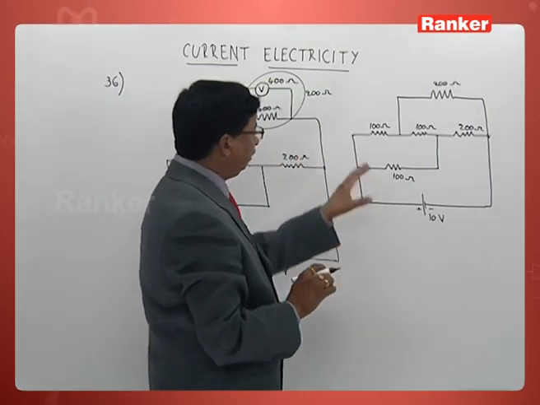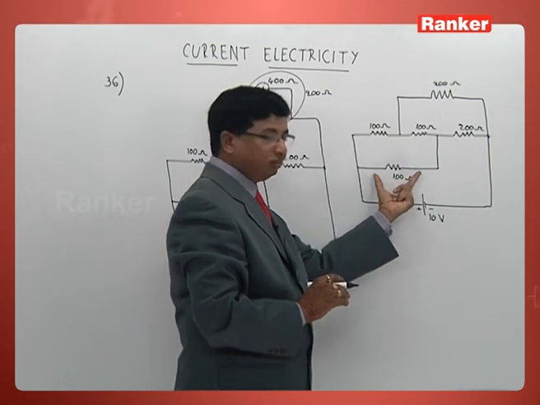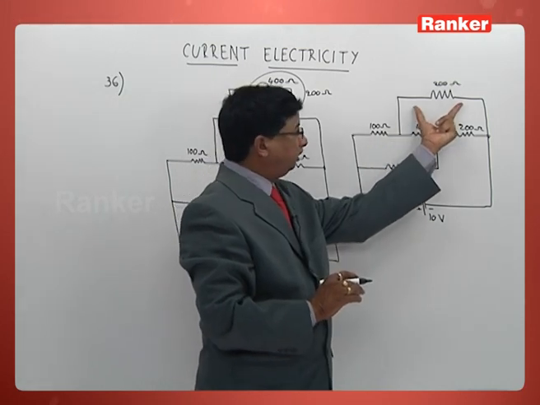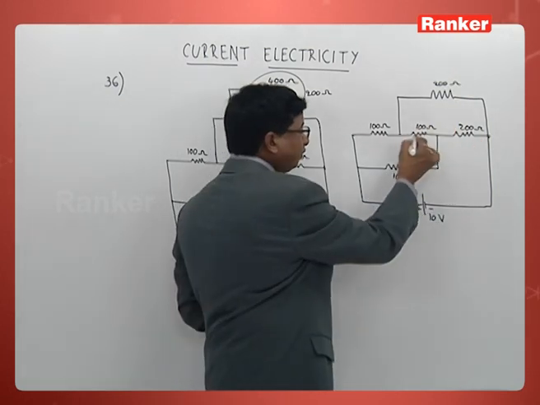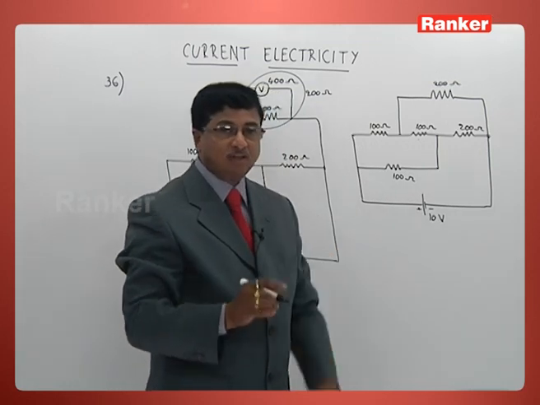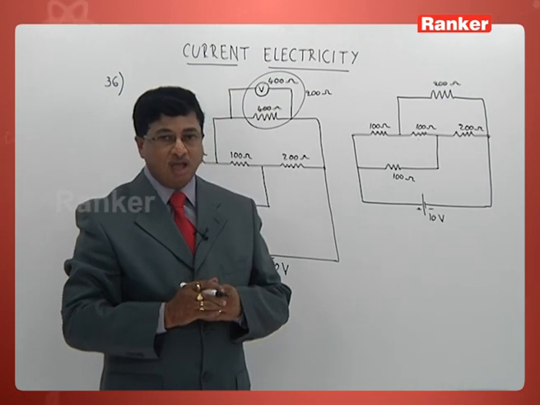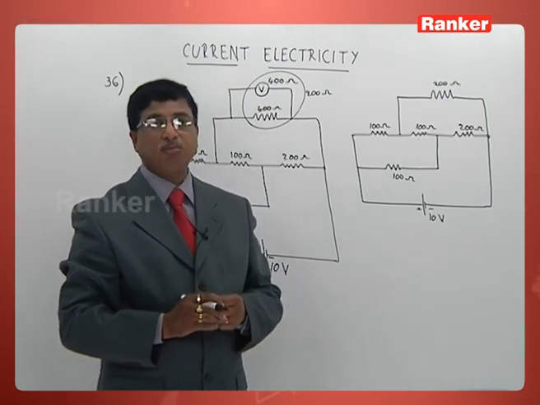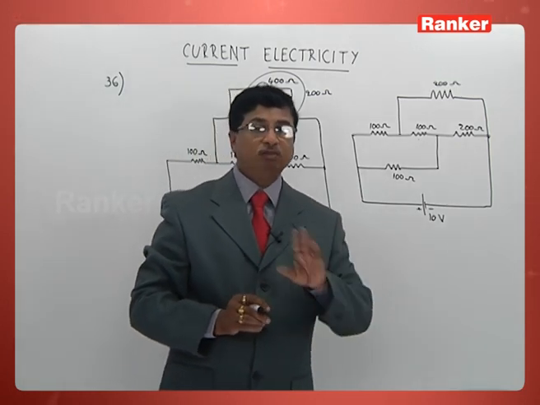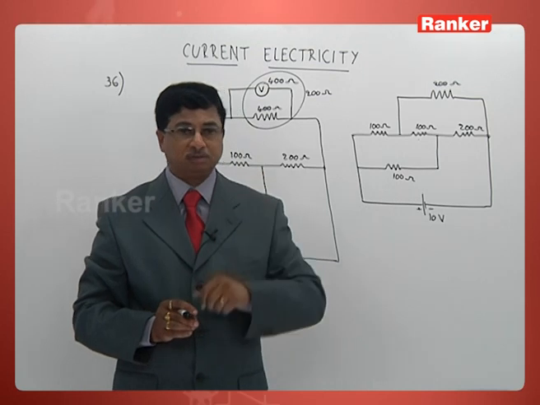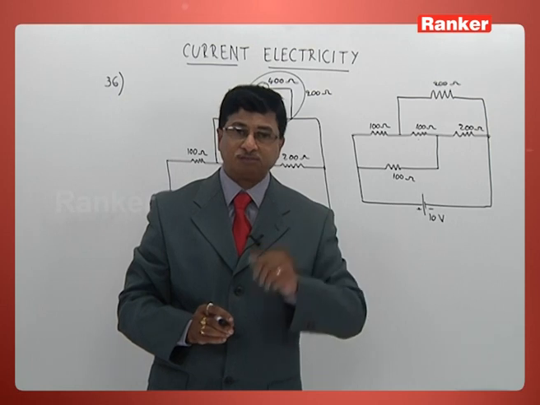But look carefully, this is the first branch. This is the second, this is the third, and this one the fourth. And this resistance is in place of the galvanometer, whatever we find in a Wheatstone bridge. And we know the balancing condition of a Wheatstone bridge. Whenever the bridge is perfectly balanced, there will never be any current across the galvanometer. In fact, that is the condition for us to say that the bridge is balanced.